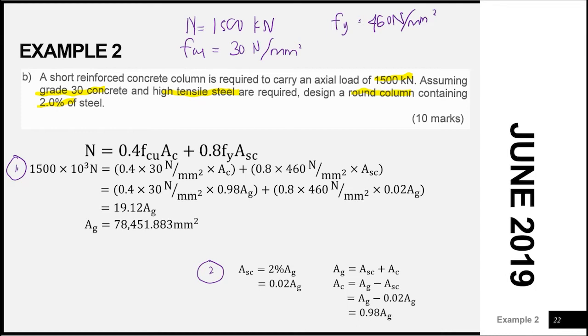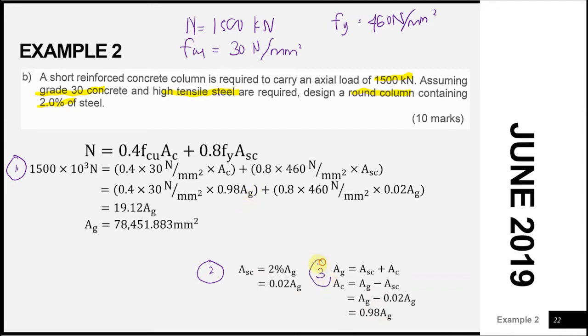Okay, jadi AG ni adalah 1. So, 1 tolak dengan 0.02, you akan dapat 0.98 AG, gross area of column. Maksudnya sekarang, area of concrete you adalah 0.98 daripada gross area of column. Alright. So, kita boleh masukkan value yang kita dapat ni in our formula here.